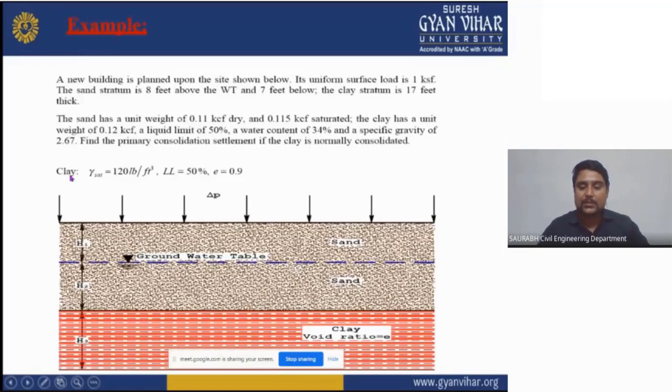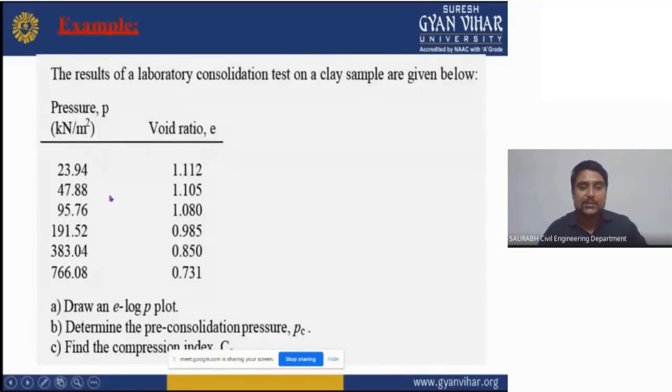On 23.94, as you can see here, the void ratio is 1.112, and on 47 kilonewton per meter square pressure it will become 1.105, and at 95.76 it will become 1.080, and on the load of 191.52 it will become 0.985. On the load of 383.04 it will become 0.850.